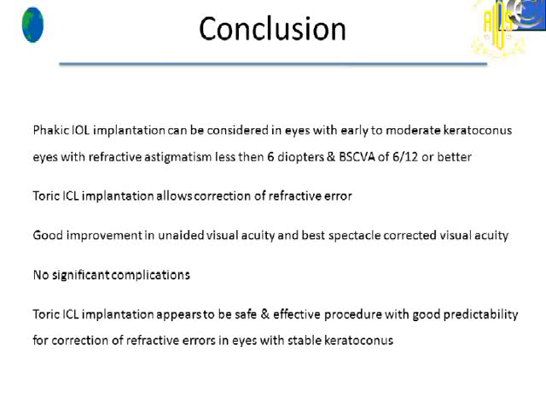Basically, in conclusion, phakic IOL implantation can be considered with early to moderate keratoconus, where the refractive astigmatism is less than 6 diopters and the best spectacle visual acuity is 6/12 or better. Toric ICL with its range of correction allows correction of the refractive error. There is good improvement of unaided visual acuity, and we have seen on an average about 6 lines of improvement in the unaided visual acuity, which makes life much better for the patient with keratoconus.